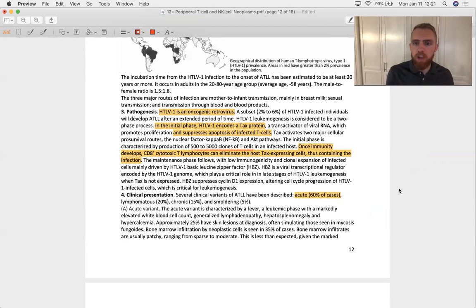So once that occurs, T cells proliferate due to the TAX protein activating the nuclear factor kappa B and AKT pathways. If that goes on for long enough, all of a sudden you go from 10 to 50 to 500 to 5,000 identical copies of one T cell. So that's what's going on here. And your body might do a good job of repressing this and shutting it down, because CD8 cytotoxic T cells are your inherent anti-cancer mechanism.